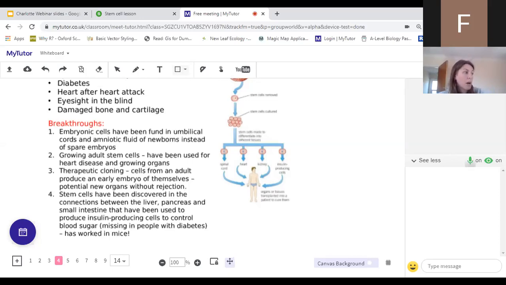Are stem cells found in plant cells? Yes, they are. So stem cells are found in the meristems of plant cells.